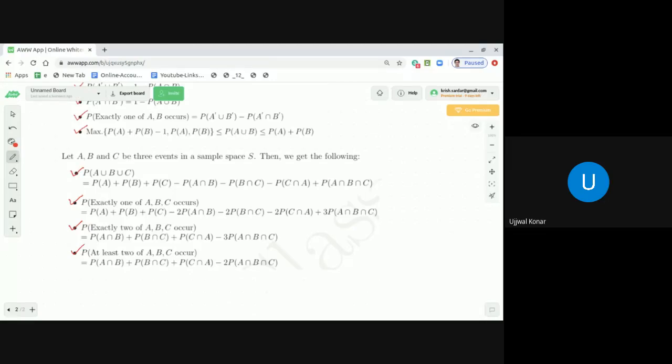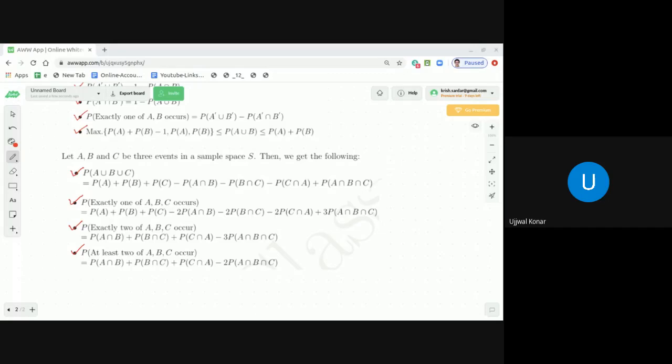And if you recall, we discussed similar things in set theory, but here with respect to probability. I repeat, dear students, remembering these formulas will help you to solve the problems related to set theory probability. Whenever you need to apply the set theoretic concept, it will be very, very easy.